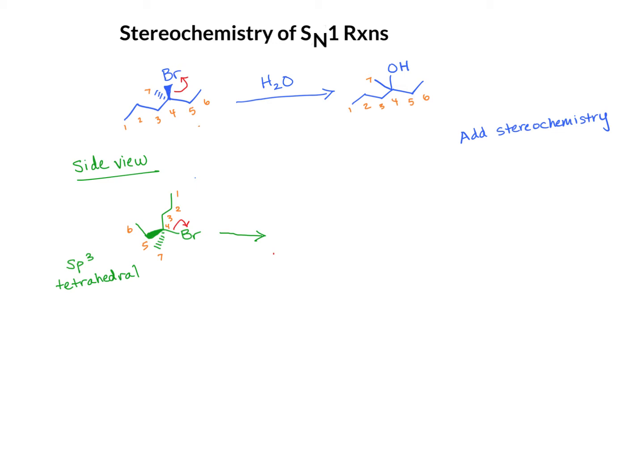Now we're going to have an intermediate. I'll draw it up here for you so we can see the flat version. Basically that's all my carbons. I've got 1, 2, 3, 4, 5, 6, 7. And then I've got a positive charge on the 4 because that's where the leaving group left. Now if I draw the side view version of that, it's going to look very similar to what I've got up here, but then it's going to be like this. I know it looks kind of funky, but that's basically what it's going to look like. It's going to be planar.